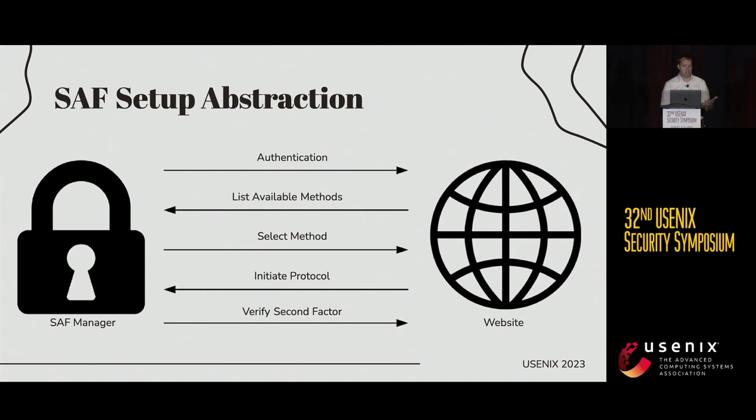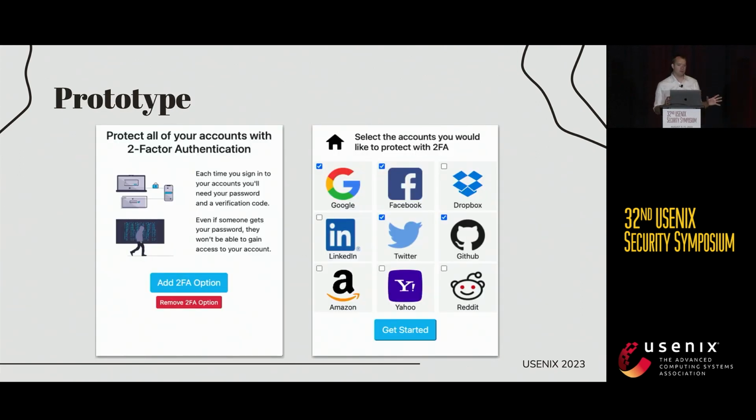The website would then initiate the protocol by either providing the shared secret for TOTP or by sending a one-time password to the user's phone. The manager, with a user's help, would then verify possession of the SAF to the website. As a proof of concept for our abstraction, we created a Chrome extension that used JavaScript automation scripts injected into a supported website to set up and remove a SAF. While we created and tested methods for both setup and removal, in this talk, I'm going to primarily focus on the setup process. To learn more about our findings for the removal process, you could refer to our paper.